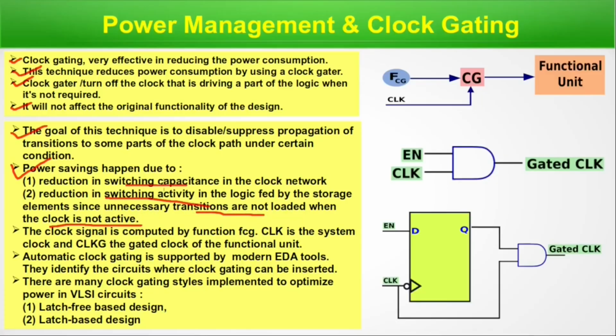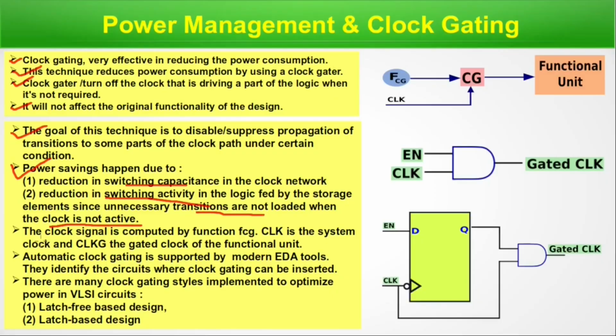Since in a part of a circuit, clock is not reaching there, that's a sequential part obviously, that's why that part requires clock. So when clock is not reaching there, unnecessary transitions are not happening there. Transitions means leakage current, transitions means power consumption. So transitions are stopped there because that is not happening due to absence of clock. Overall power is saved. The clock signal is computed by function FCG.